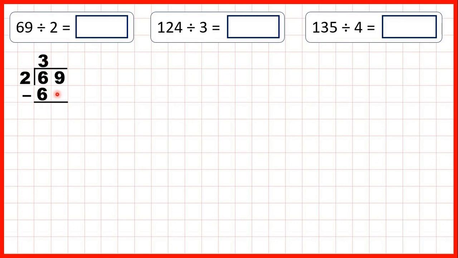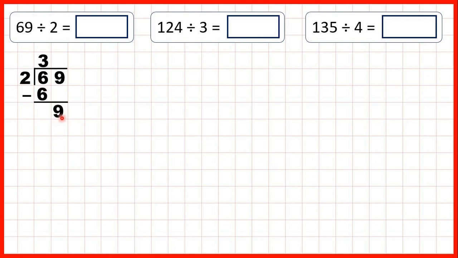Now we subtract and bring down. 6 minus 6 is 0, so all we need to do now is bring down the 9, and we have 9 divided by 2. Now we've got to the end, we don't have any more digits to bring down, but 9 is not in the 2 times table.